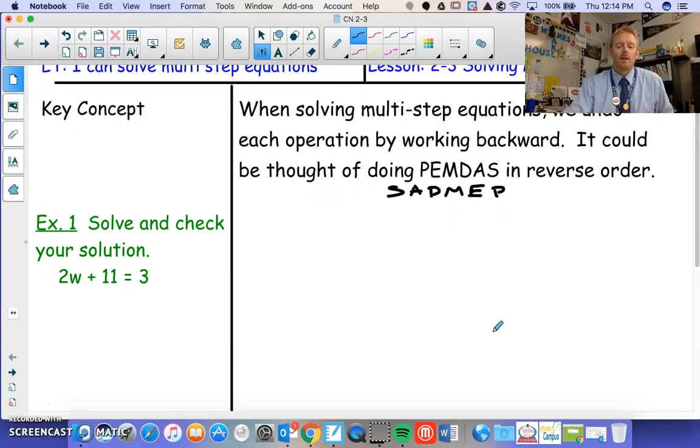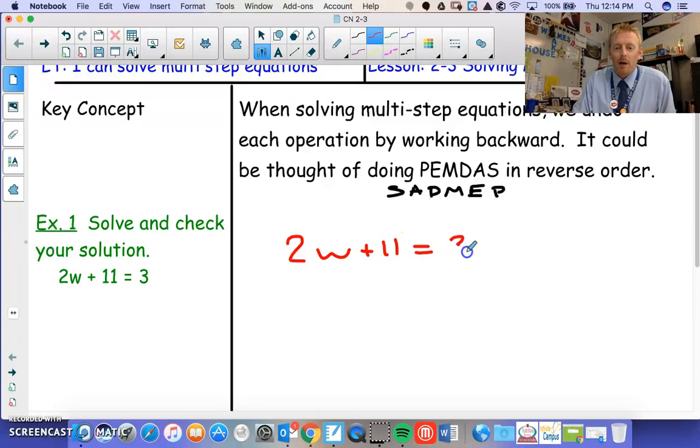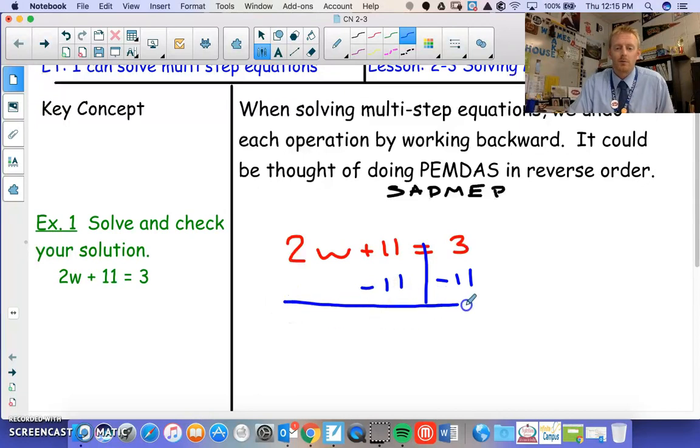Okay, so in example number 1 here, let's go in red. So we're going to write down the problem, and the steps here are going to be to undo the order of operations. So we have multiplication happening to the W and then addition. So the opposite of doing multiplication first and then adding, we would subtract first. So we're subtracting following the golden rules of algebra, which is whatever you do to the left side, you got to do to the right side and vice versa. And we get ourselves this answer.